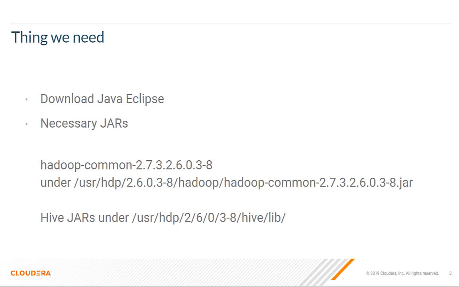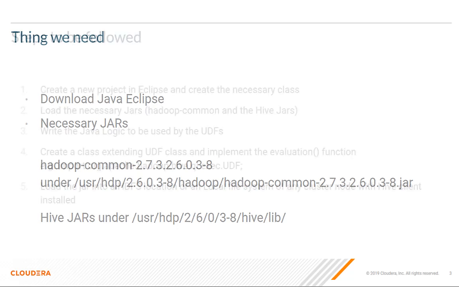In Eclipse, we need some jars to start with. The first jar which we need is the Hadoop common jar. This jar will exist under /usr/hdp, then the actual version of the HDP which you have installed, under hadoop. That's where you will find the Hadoop common package. We also need to load the Hive jars, which you will find under /usr/hdp, your HDP version, /hive/lib. Whatever jars you find under /lib, you just need to load all of them, right?